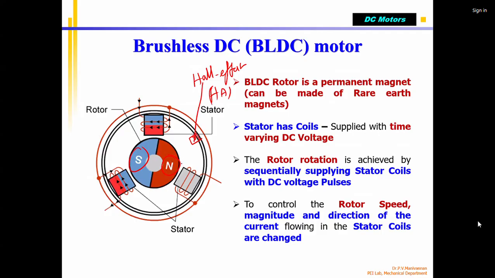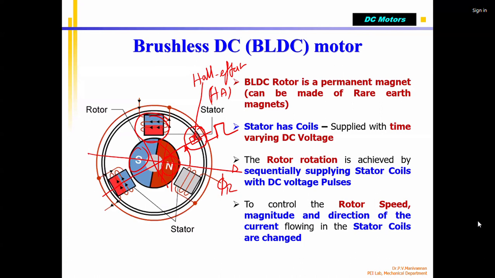Now the rotor is rotating. Correct? The rotor is currently aligned like this. This is the rotor, phi R. Now it is rotating. As it moves, the rotor is attracted by this pole, and the rotor magnet aligns like this. Correct? At that time it will generate a pulse. When the north pole comes near the Hall effect sensor, it generates a pulse.